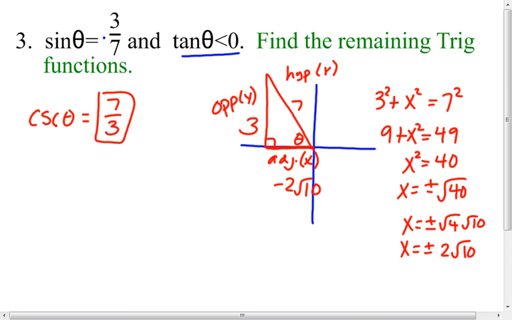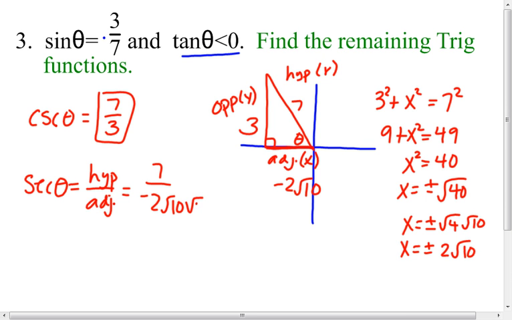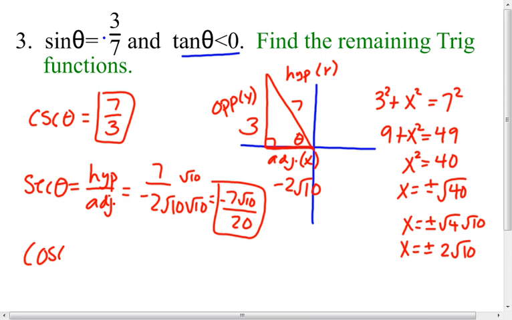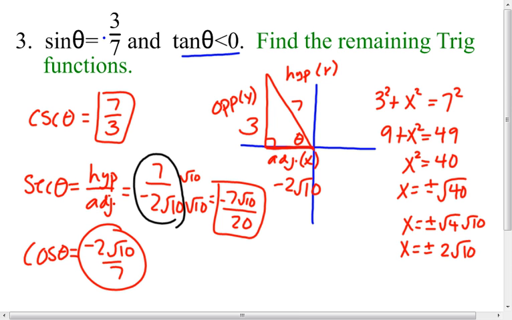Let's say that I want to do secant. Okay? Secant is hypotenuse over adjacent, which would be 7 over negative 2 root 10. Can't leave a radical in the denominator. So I would have 7 root 10 over 20, and then of course that's a negative number. Okay? And then I could find cosine really easily because it's the reciprocal to that, and I'm actually going to go back to this step right here and take the reciprocal of it. So that would be negative 2 root 10 over 7. Okay? And of course I could keep going and find the other trig functions too.